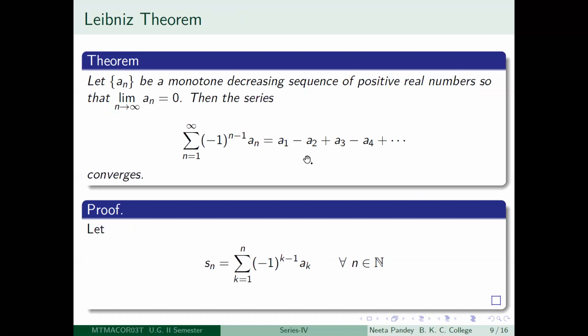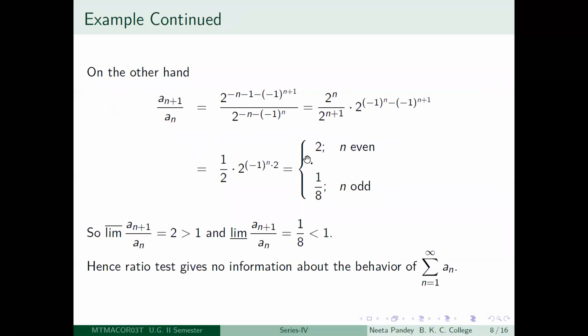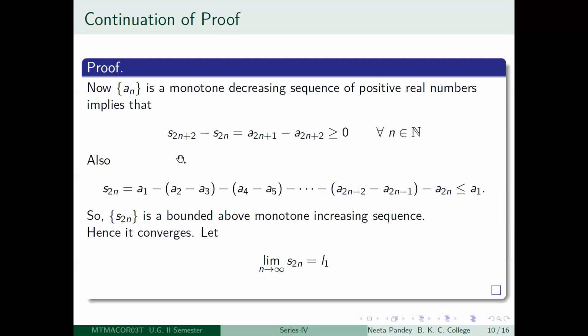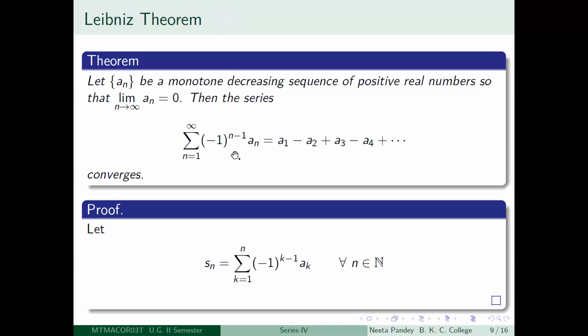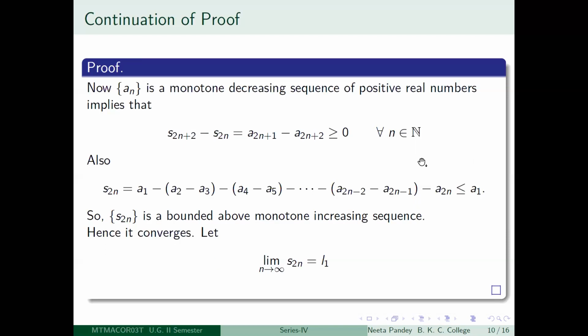And S2n plus 2 will look like A1 minus A2 plus A3 minus A4 plus etc. plus A2n minus 1 minus A2n minus 2. So when you are writing S2n plus 2 minus S2n, you are subtracting the first 2n terms of that particular series. So all you are left with is A2n plus 1 minus A2n plus 2.